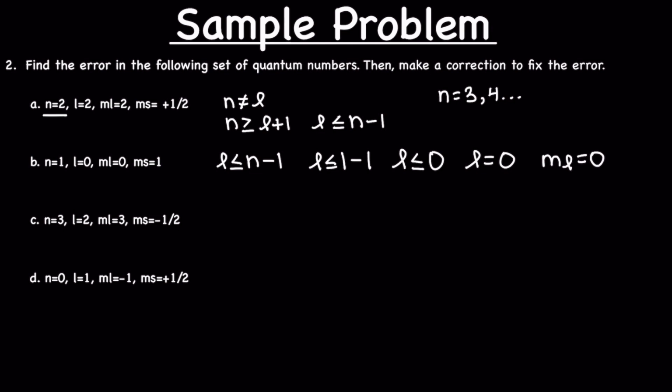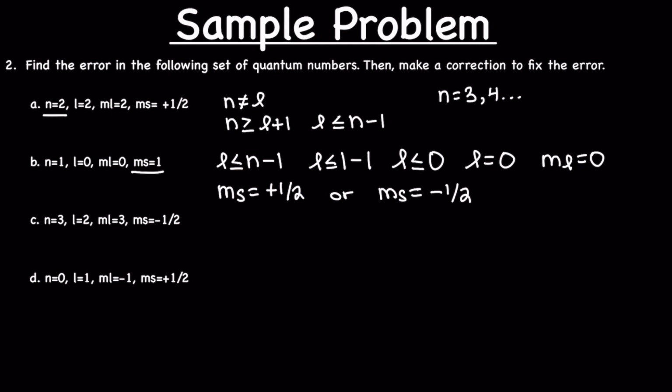So that's also fine. But for MS being equal to 1, that's not fine. MS can only be positive 1/2, or MS can only be negative 1/2. It can't be any other value. So for that reason, that's the error. To make the problem correct, we just need to set MS to either positive 1/2 or negative 1/2.